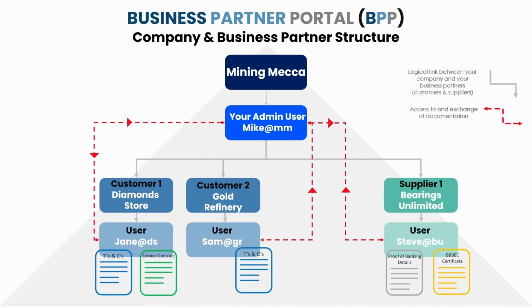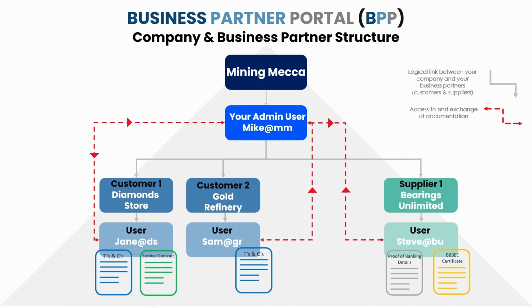The power also with the Business Partner Portal is that you can specify expiry dates on certain documents. For example, BEE certificate. So 30 days before the BEE certificate expires, the system will automatically email Steve at Bearings Unlimited, informing him that his BEE certificate is about to expire.